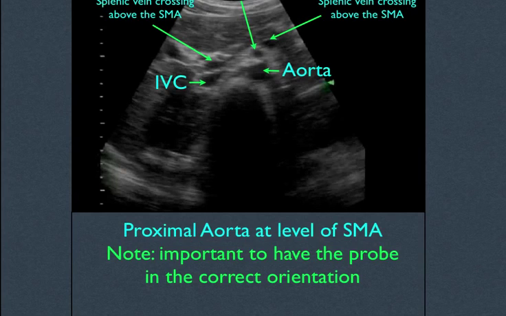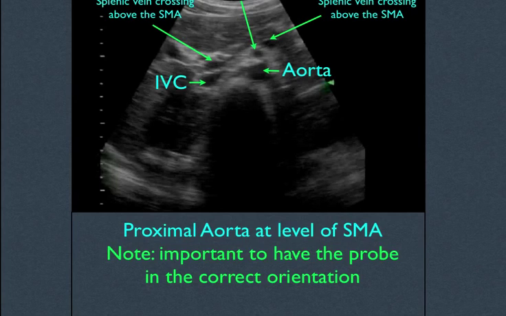Now just above this is the SMA, the superior mesenteric artery. And that's been described as a mantle clock. If you think of a clock that sits on a mantle with a little face for the clock, the face is the SMA, and the mantle shape is the fat around the SMA. And the splenic vein crosses on top of the superior mesenteric artery.